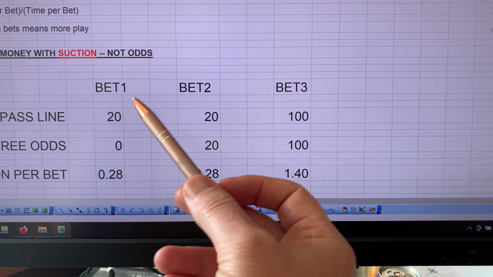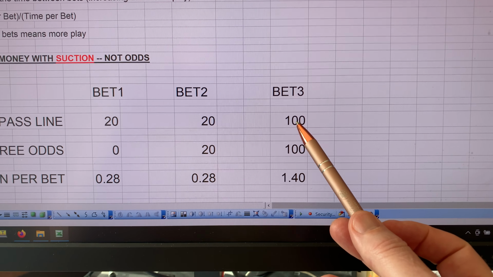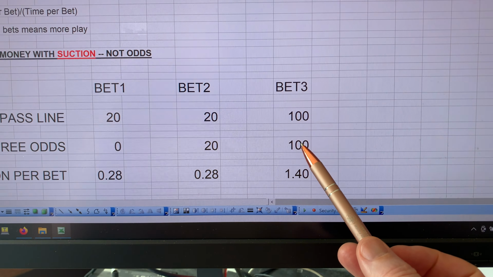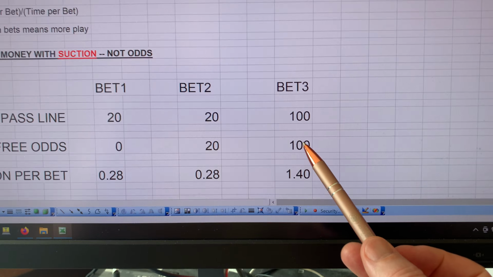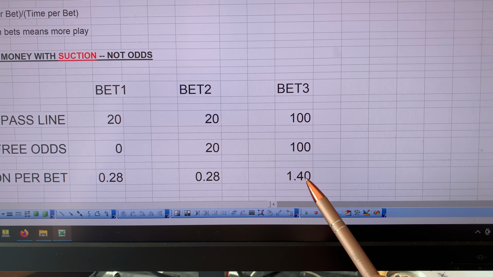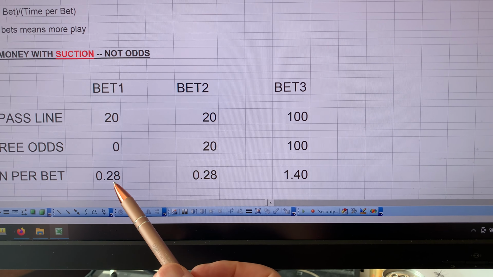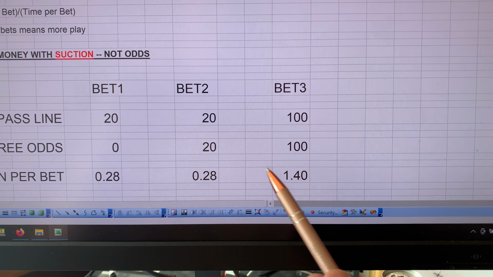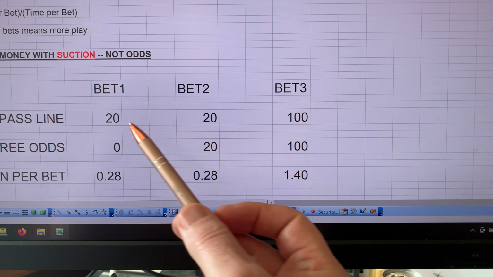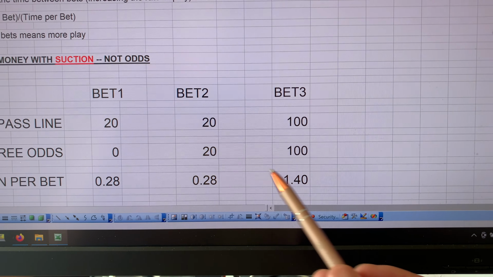They don't let you add free odds to the 20 bucks. Instead, what they do is they lure you into increasing your play. They say, if you come to this other table where we have a $100 minimum, then we'll let you put on 1 times free odds. But now look what happens. Now you're losing $1.40 per bet. So you went from losing 28 cents to losing $1.40. Why is that? 28 cents times 5 is $1.40. $20 times 5 is $100. So your suction per bet does not change.